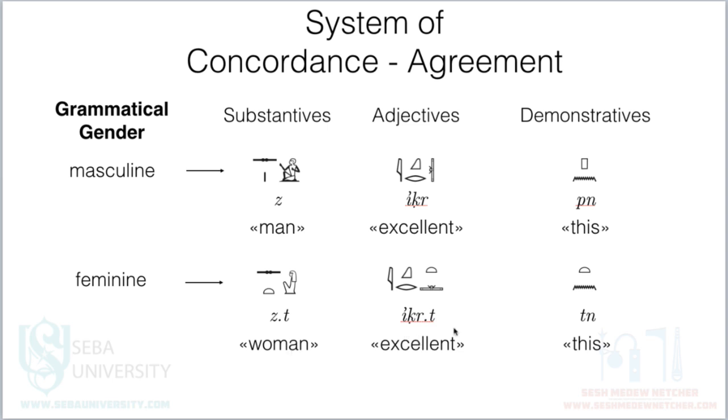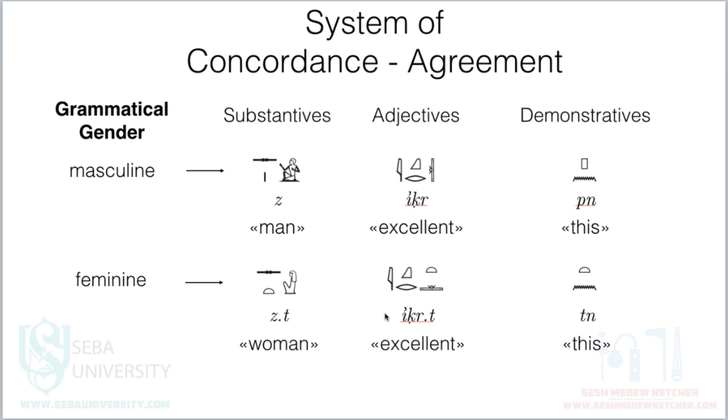When it comes to the demonstrative, the same applies. For the feminine singular form, it is ten. For masculine, it was pen, and for the feminine, it's ten. So notice that the P changed to a T. And so it's this excellent woman, and before we had this excellent man. So all of these words have to agree. That's pretty straightforward.